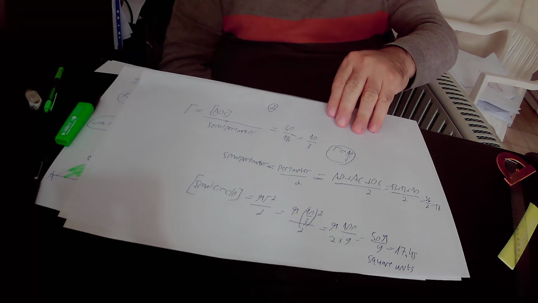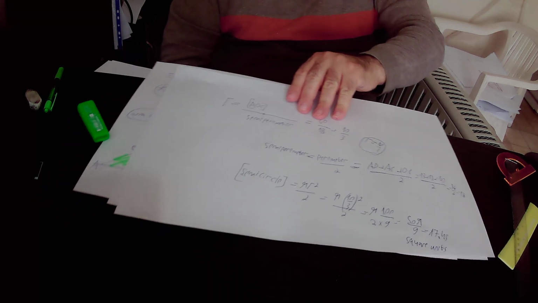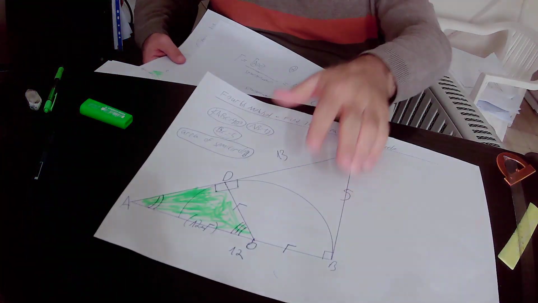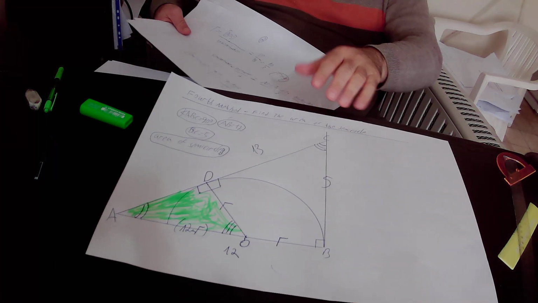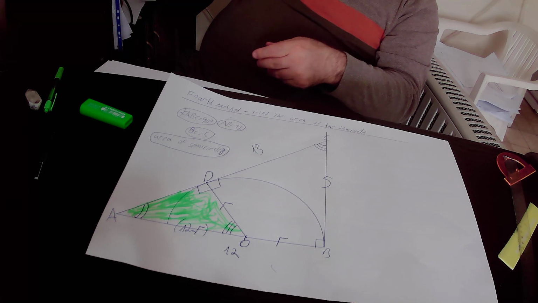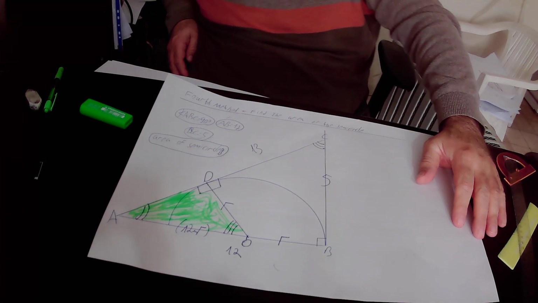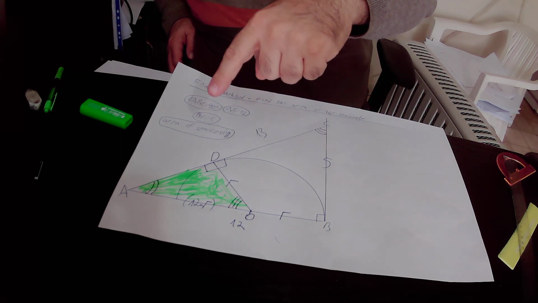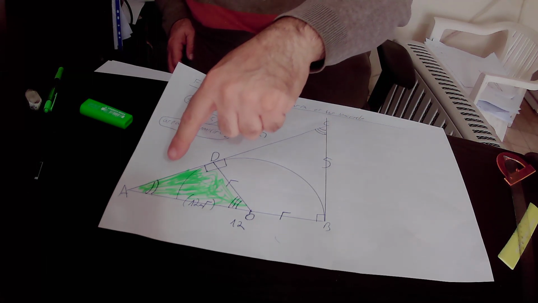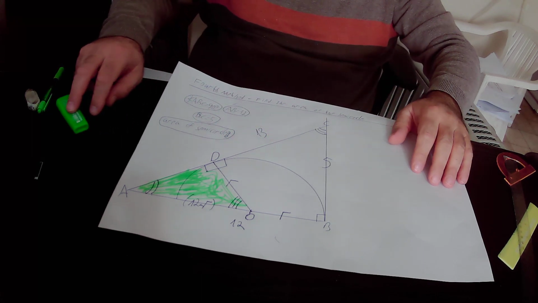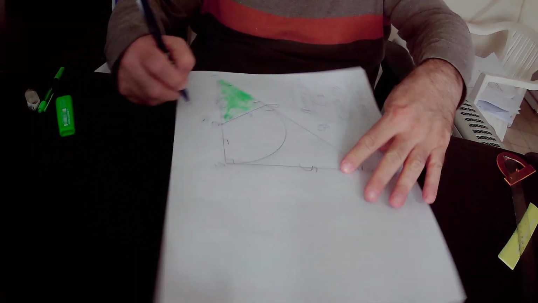Then I presented to you how to find the area of this semicircle according to the fourth method. According to the fourth method, we defined this angle as angle theta. Okay, this angle is defined as angle theta.